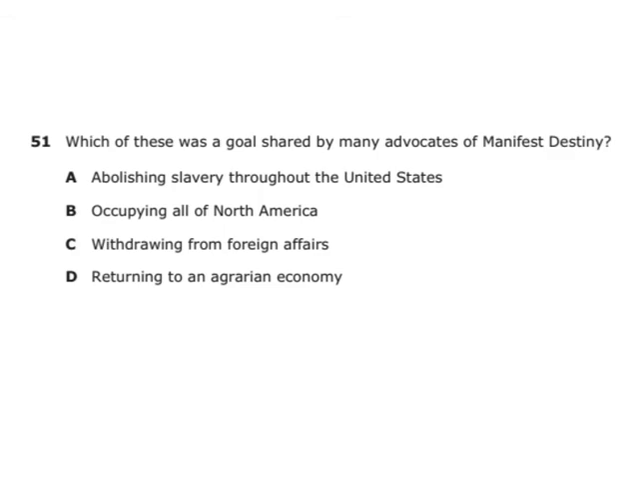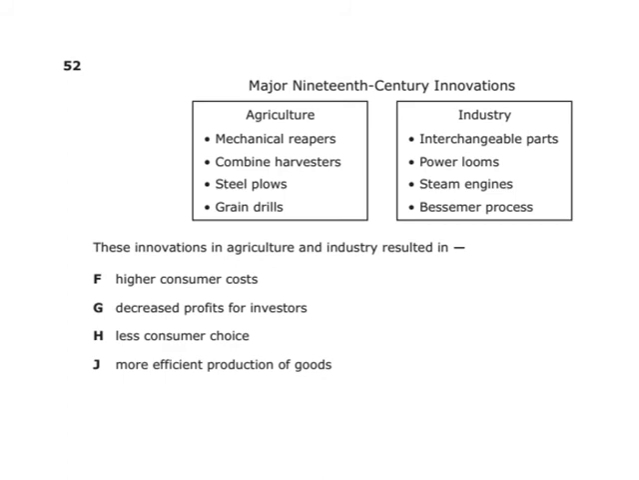Which of these was a goal shared by many advocates of manifest destiny? Occupying all of North America. If I advocate for something, I promote it, I believe in it, I support it. So many people who advocate for manifest destiny, they want manifest destiny. We talked about that. It's the sea, the shining sea. We own this whole North America. It's all ours. We want it all.